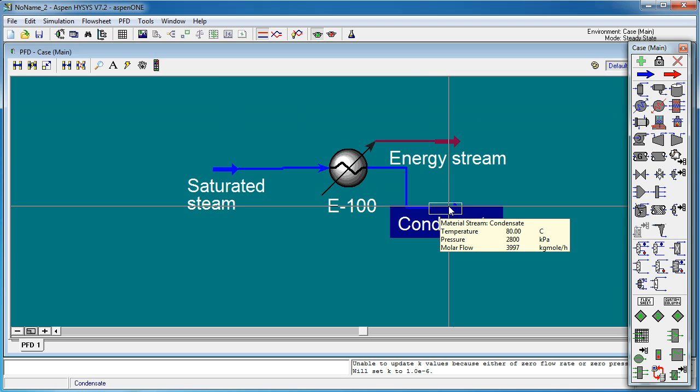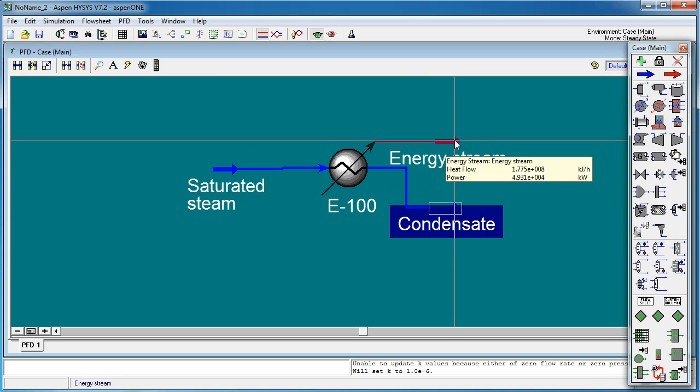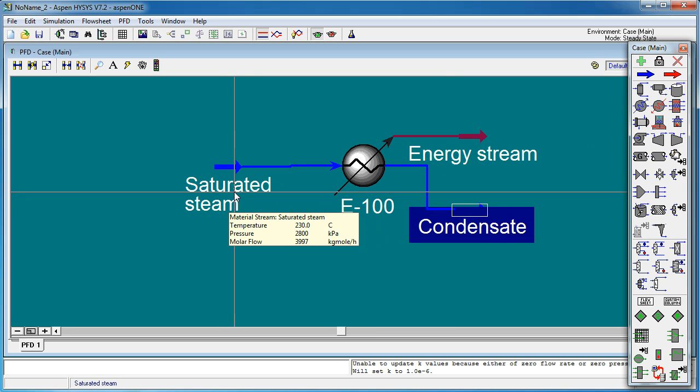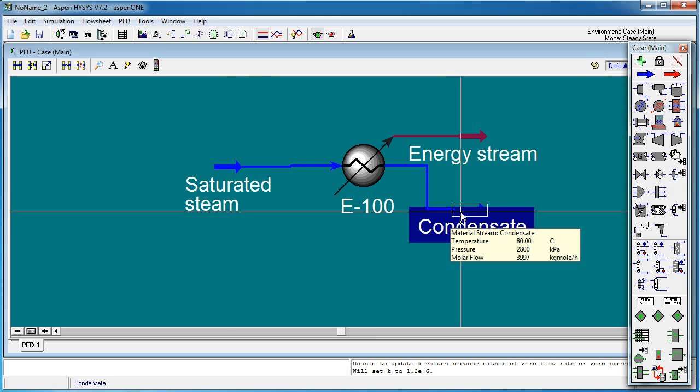So to just have a look at it, if we look now at our energy stream, we can either hover over the icon here and we can see that the heat flow is 1.775 by 10 to the 8th kilojoules per hour, or 4.9 by 10 to the 4 kilowatts. So HYSYS has calculated that that is the rate at which we need to remove heat from this system to condense 72,000 kilograms per hour of saturated steam to condensate at 80 degrees Celsius.